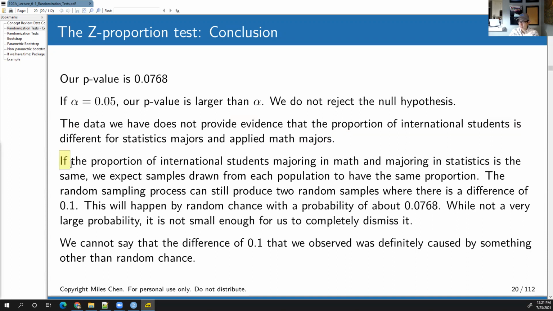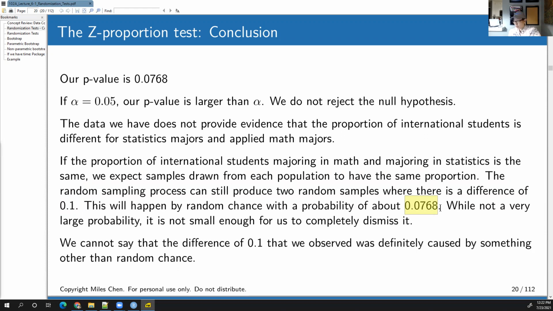And we're just saying if the proportion were the same, we would expect samples drawn to have the same proportion. We didn't get the same proportion. We got two samples where the proportions were different. One proportion was 40%, the other proportion was 50%. We had a difference of 0.1, okay? And it turns out that you could still get a difference of 0.1, and that's going to happen around 7 to 8% of the time.